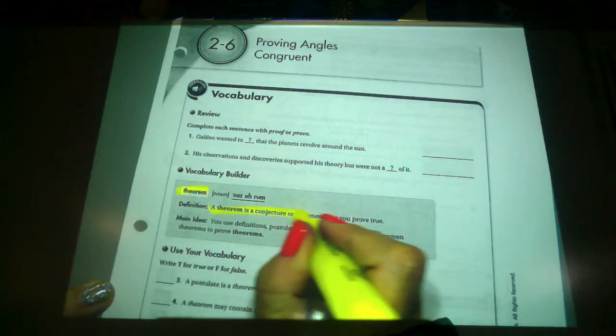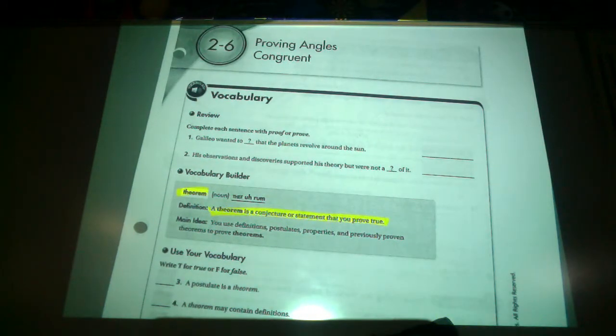A theorem is a conjecture or a statement that you prove true. The difference between a theorem and a postulate: a theorem has a formal proof written behind it, whereas a postulate does not, although we know that we could prove it true with a theorem if we wanted to. Typically, postulates are facts. A lot of them are facts. Some of them are just things that don't have formal proofs behind them. But a theorem just means it has that formal proof behind it.